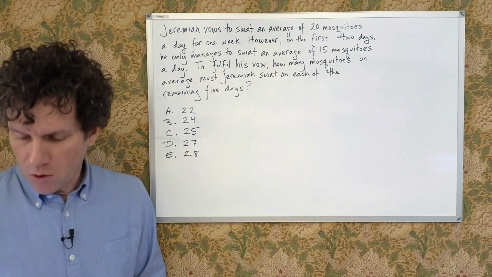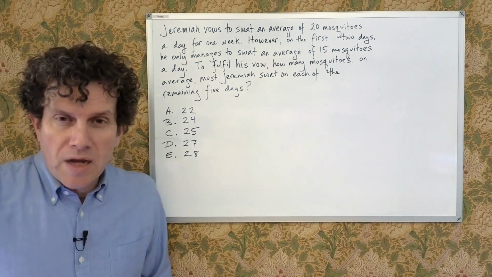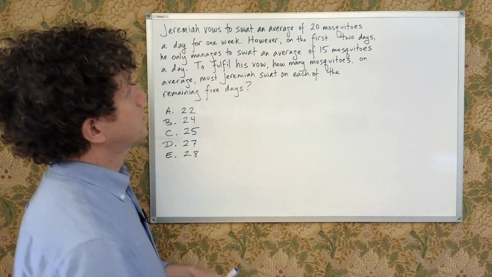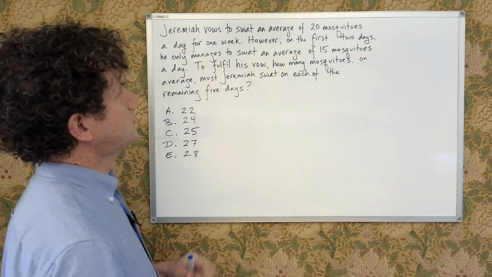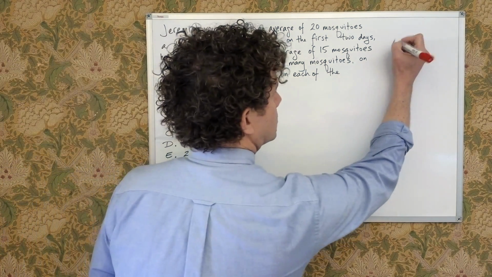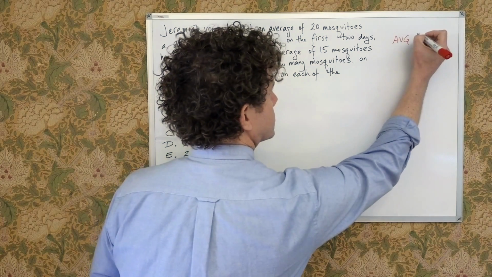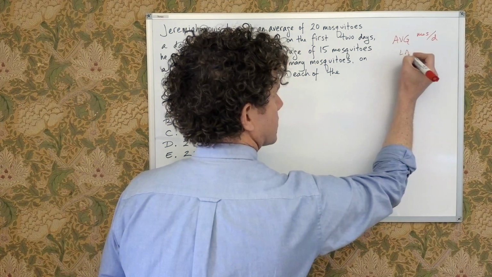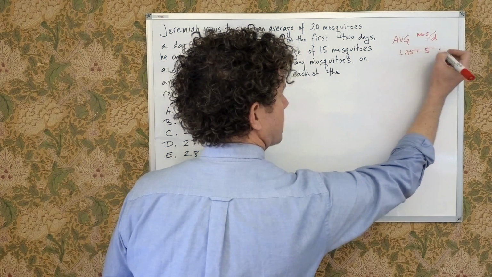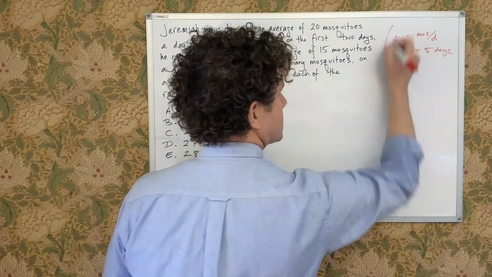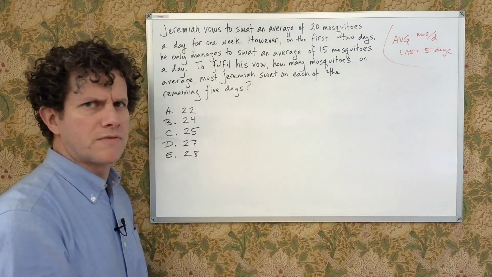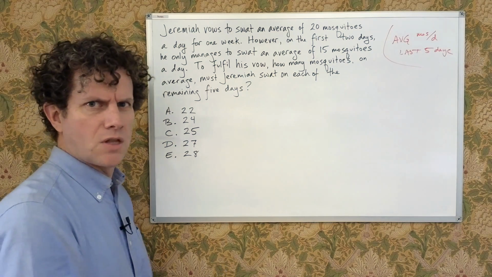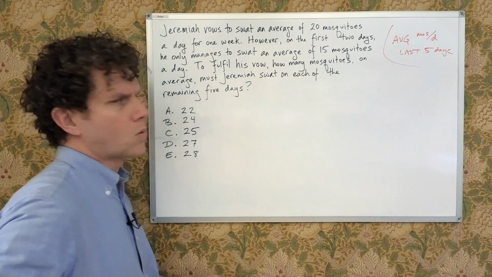Okay, fine. No problem. Coming back for the details, I've got a bunch of numbers. What am I here for? I want his average mosquitoes per day for the last 5 days. Feels kind of complicated. Feels like there's a lot packed into these words.